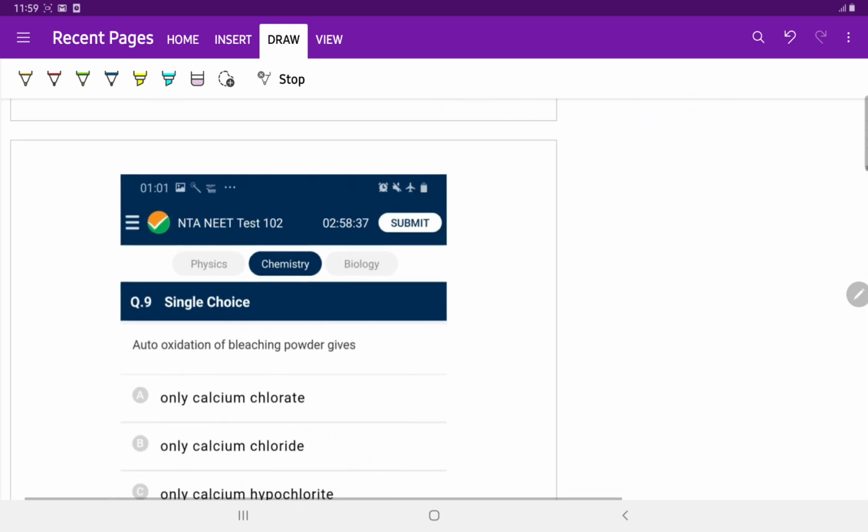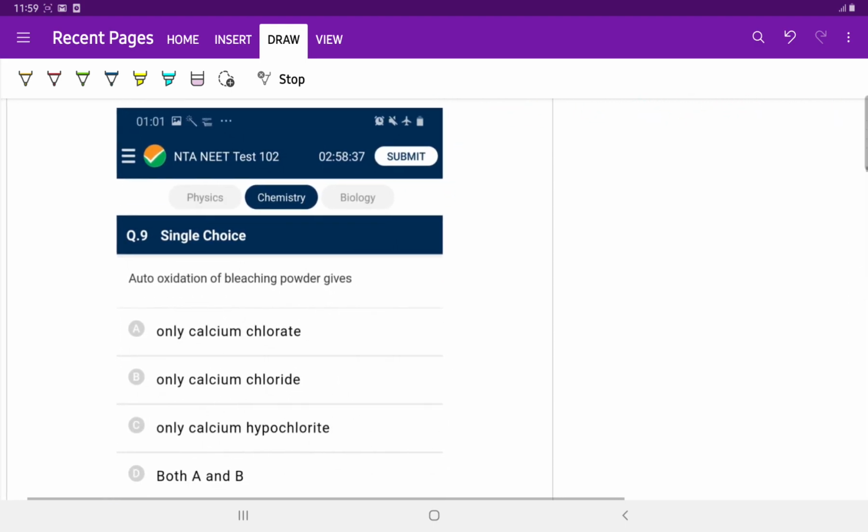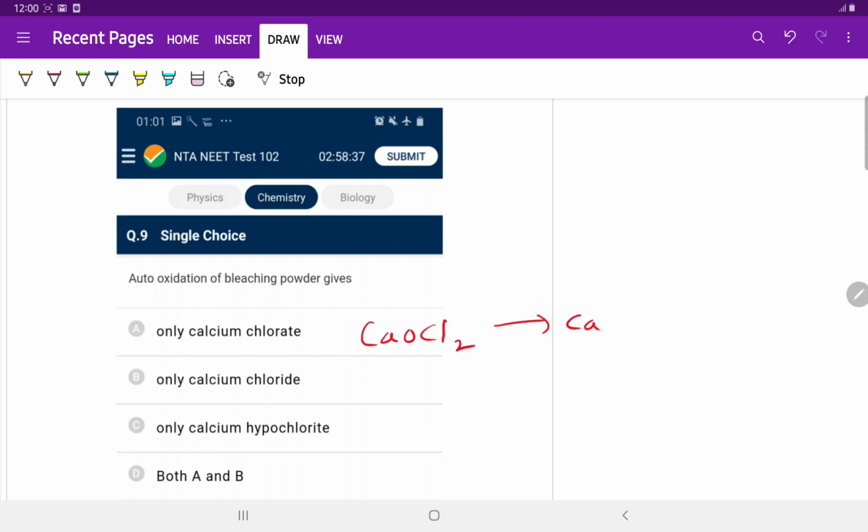Question number 9. Auto oxidation of bleaching powder gives CaOCl2. Bleaching powder gives CaCl2 plus Ca(ClO3)2. There are 6 moles of CaOCl2, 5 moles of calcium chloride and 6 moles of Ca(ClO3)2. Calcium chloride and calcium chlorate. So option D is correct.